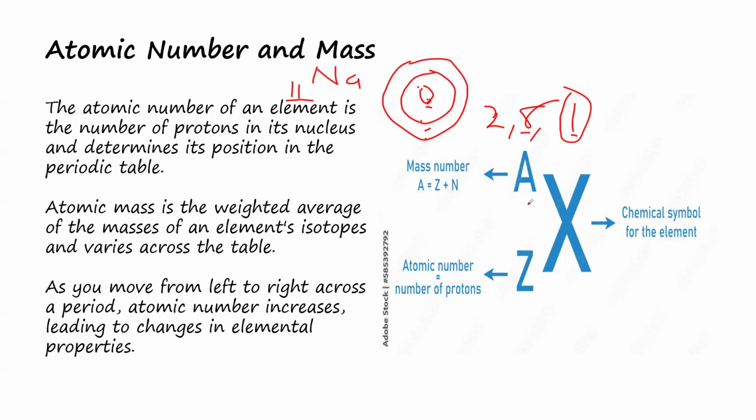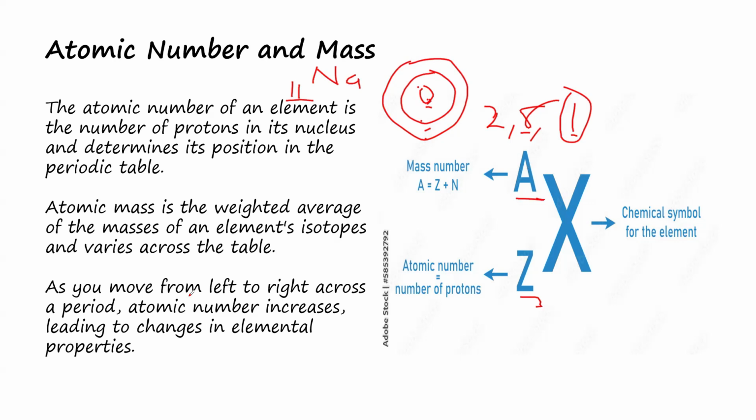So whenever you see an element, you have this representation. The number as a subscript, that is the number below here, reflects the atomic number of the element, while the superscript, that is the upper number A here, represents the mass number of the element. So as you move from left to right across periods, atomic number increases, leading to changes in elemental properties. Of course, that is it.